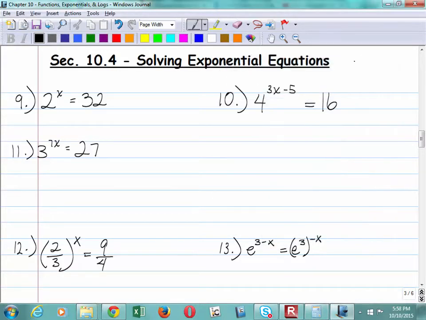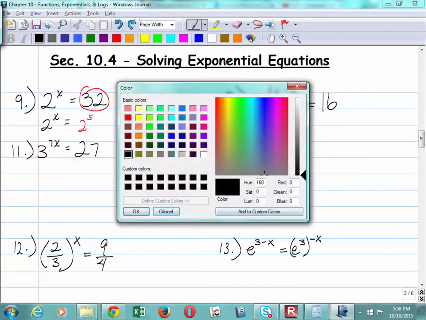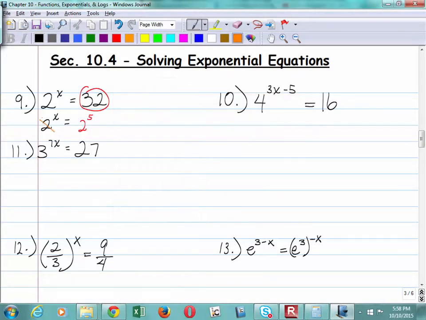Maybe to write that out, we might want to replace the 32 with 2 to the 5th power. So you'd have 2 to the x equals 2 to the 5th, and then you cancel out the 2's. So that gives me x equals 5.